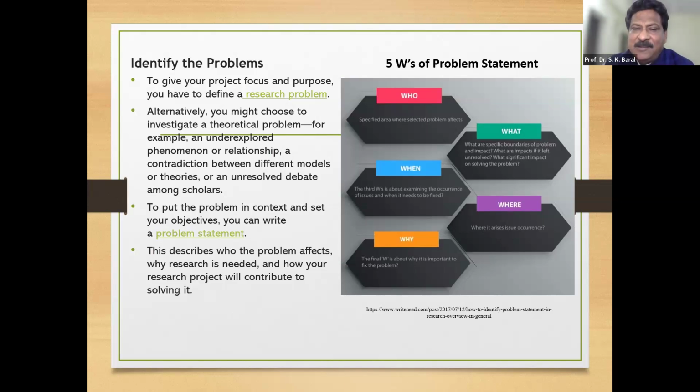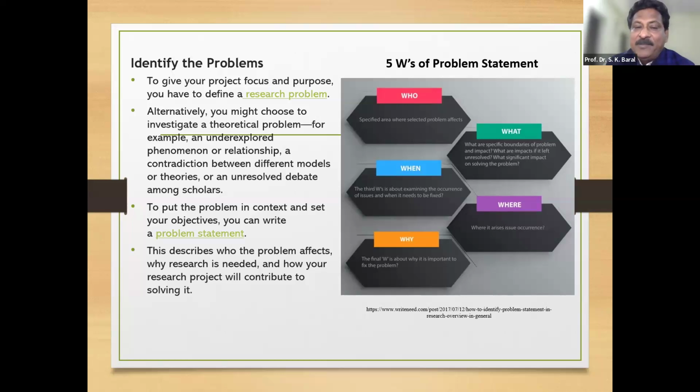Who are affected? I mean to say society, individual, community, industry, services, or any problem. You have to specify the area where the selected problem affects. Who has been affected? And what are the specific boundaries of the problem and impact? What are the impacts if it is left unsolved? What significant impact comes from solving the problem?